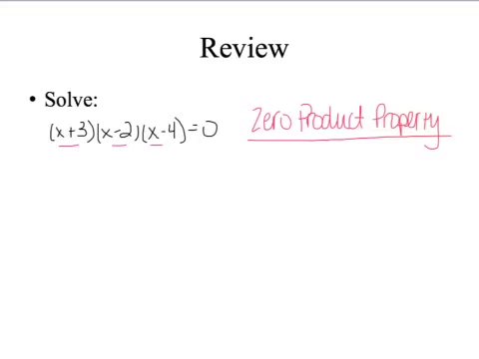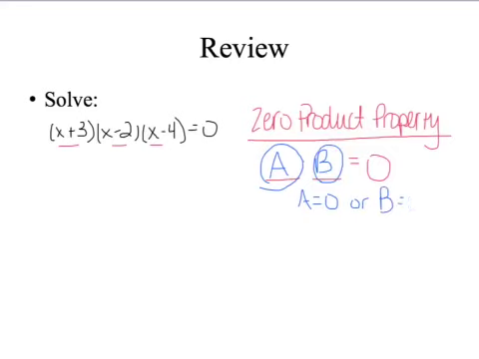And when we first talked about this property, we applied it to two binomials. We said if you have two things that are being multiplied together and the product is 0, then either the first factor equals 0 or the second factor equals 0, or maybe they both equal 0. But we know that at least one of the factors has to be equal to 0. So that's what we're going to do over here for our example problem. We have three factors. We're going to set them all equal to 0.